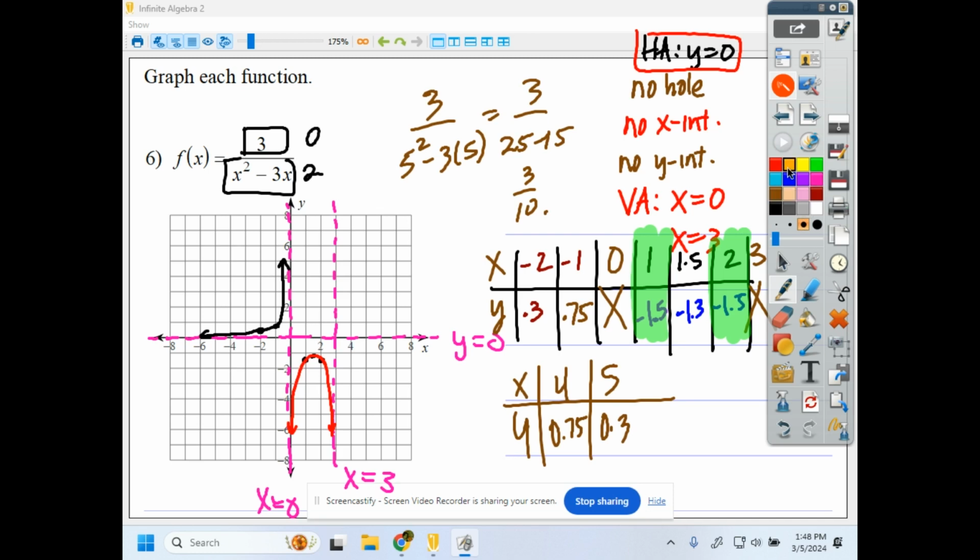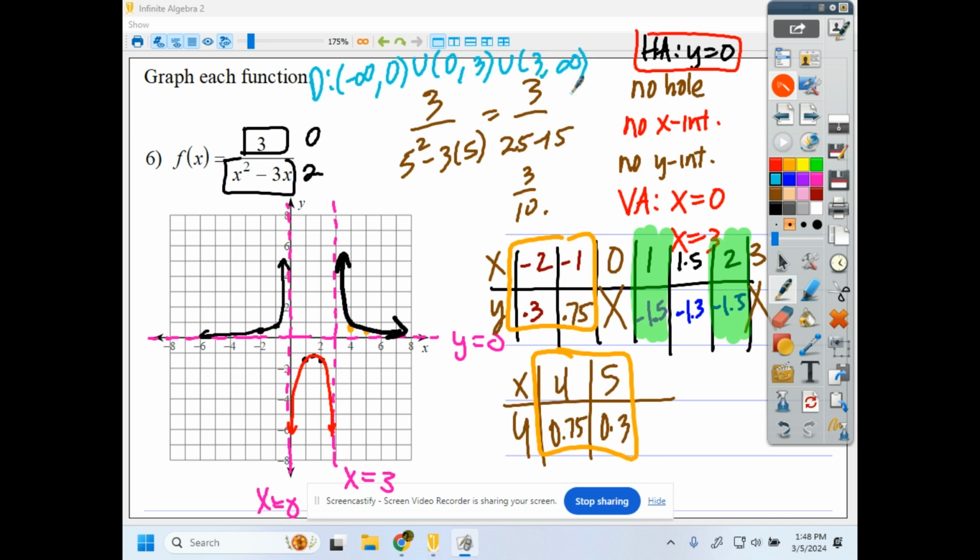Next one there, the bottom part on the right side, 0.75 above it, and 0.3 above. If you notice, these two here are very symmetrical. That's why the graph here goes something like, getting closer to the asymptote, getting closer to the asymptote there. And for our domain here, the domain is from negative infinity up to 0, union 0 to 3, union 3 to infinity. And there you have it.